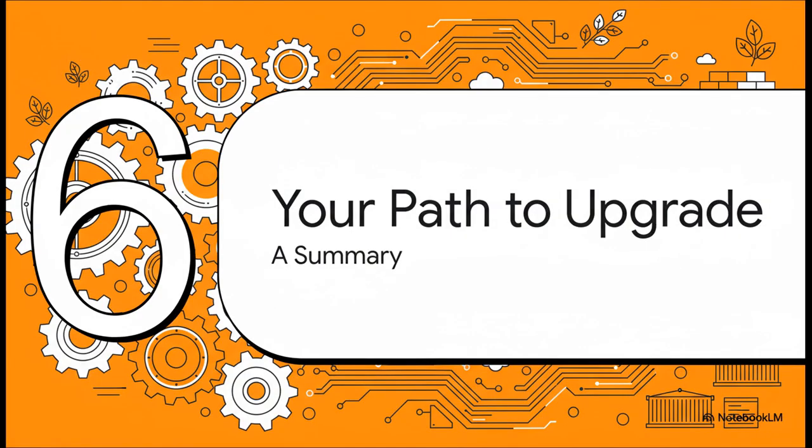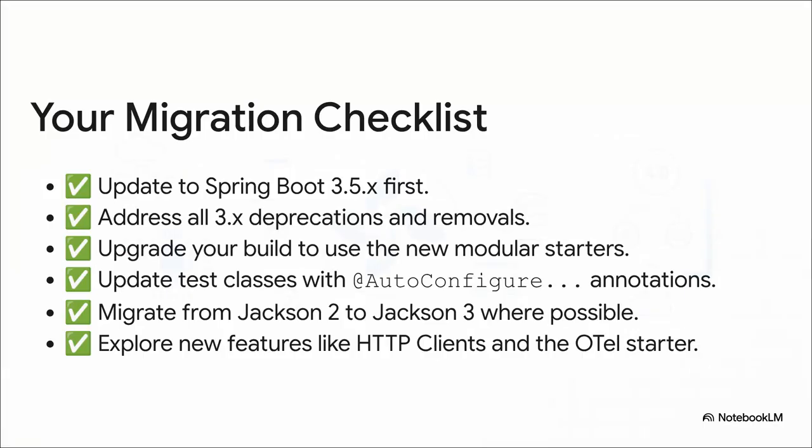Whew, we've covered a lot of ground. So let's pull it all together into a final summarized path forward for your migration. Here it is, your step-by-step path to a successful migration. Start on 3.5.x. Clean up those deprecations. Then tackle your build file and adopt the new modular starters. Fix your tests by adding those necessary @AutoConfigure annotations. Make a plan for migrating from Jackson 2 to 3. And then, once you're up and running, take some time to explore and adopt all the powerful new features.